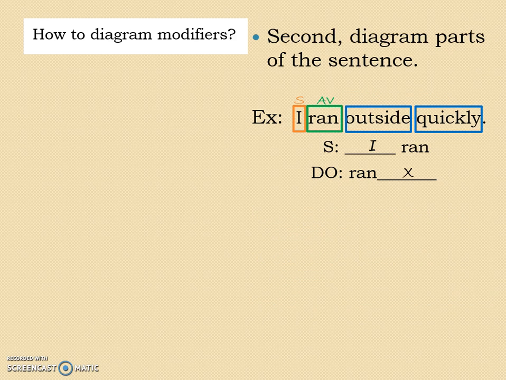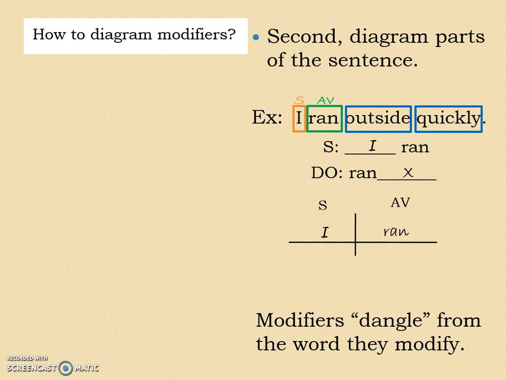Now let's look to the diagram. Again, we will begin with our horizontal line representing our basic sentence, and we only have a subject and predicate here, so we will only put the subject-predicate division line to separate our subject and our verb. I ran, again, while it is a complete sentence, is not a very exciting one.